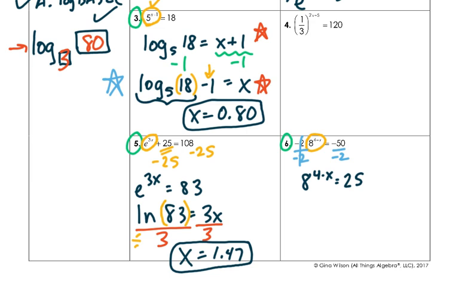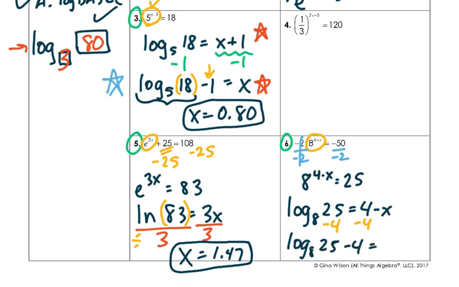Our base term is isolated, so why don't we go ahead and switch this into log form. This is log base 8 of 25 equals 4 minus x. And again, before I use calculator, let's just go ahead and keep the x by itself. And so I'm going to subtract 4, and that should be log base 8 of 25 on the outside minus 4. The negative x is still there, so last step, I'll just divide both sides by negative 1.